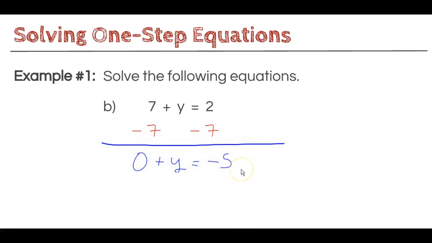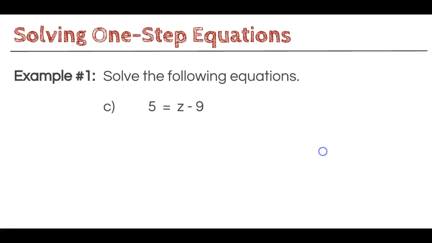And a good way to think about this if you're going to do this mentally is if the temperature outside is at 2 degrees and then it drops by 7 degrees, then the temperature that I'm experiencing outside is -5. So now I want to simplify this. And so I'm going to get rid of that 0, and I end up with y equals -5. And that's it.